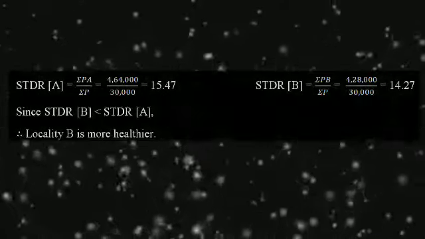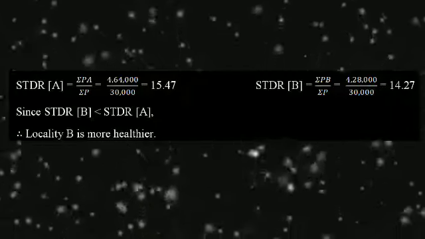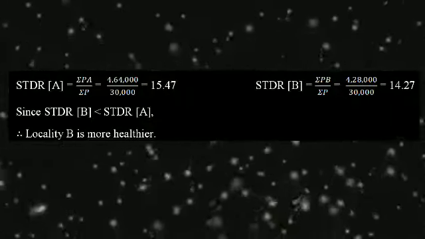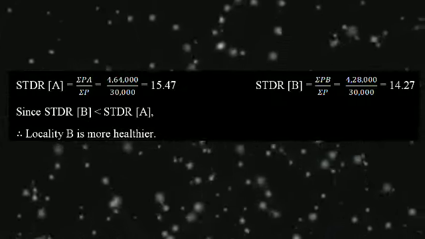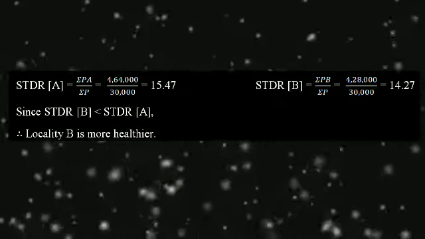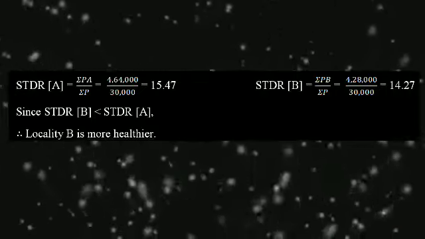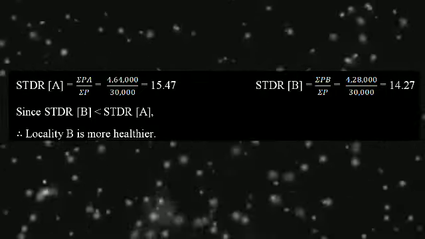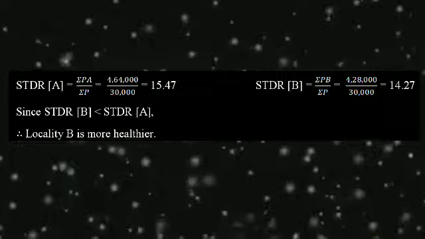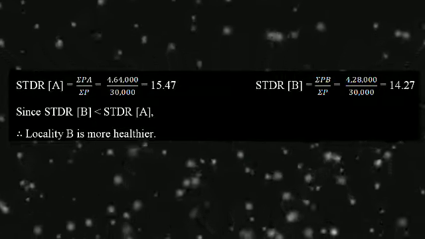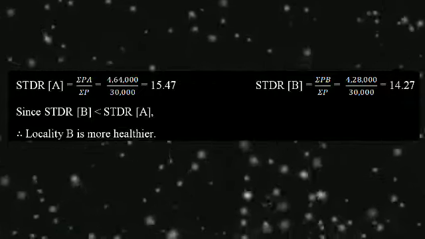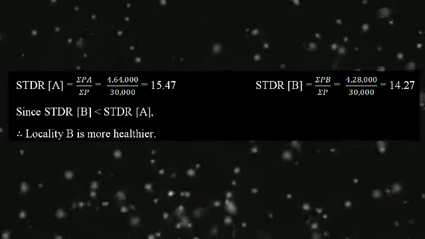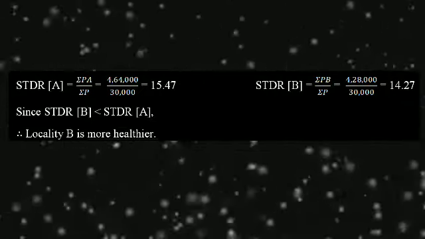After that, find the STDR for both localities A and B. So STDR of A equals sigma PA divided by sigma P, that is 4,64,000 divided by 30,000, which is equal to 15.47. Similarly, find the STDR for the second locality B. So STDR of B equals sigma PB divided by sigma P, that is 4,28,000 divided by 30,000, which is equal to 14.27.